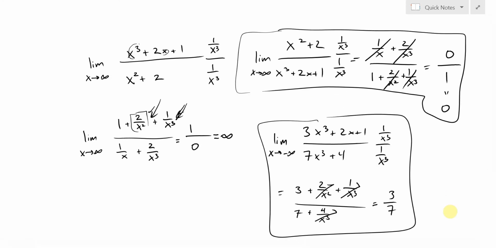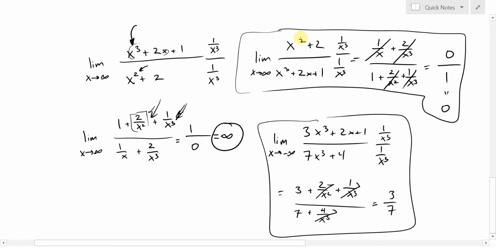Before I address this, let me point out a very important pattern that's always going to happen here. When you have the quotient of two polynomials, and you're taking the limit as x goes to infinity, if the degree of the numerator is bigger than the degree of the denominator, the degree being the highest order term, which is what we had in this first example, then you're always going to go to either infinity or negative infinity. The moral of the story is that the numerator grows faster than the denominator, so it wins out.